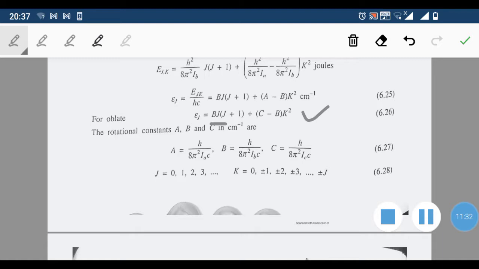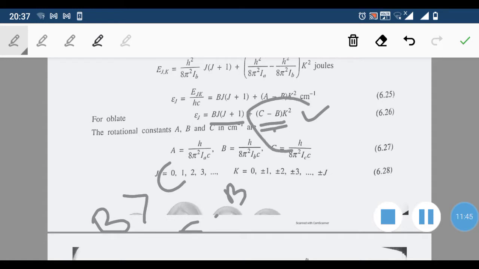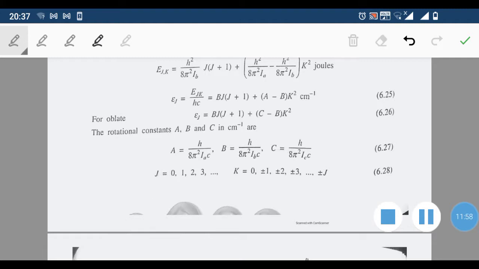So first term is a positive quantity, and here C minus B comes. Actually we have seen that B is always greater than C, so C minus B will be always a negative quantity. So the total energy is some quantity minus a particular quantity. That is, as K value increases, the quantity to be subtracted is also increasing. This quantity is a minus quantity. So the total energy, as K value increases, is found to be decreasing.